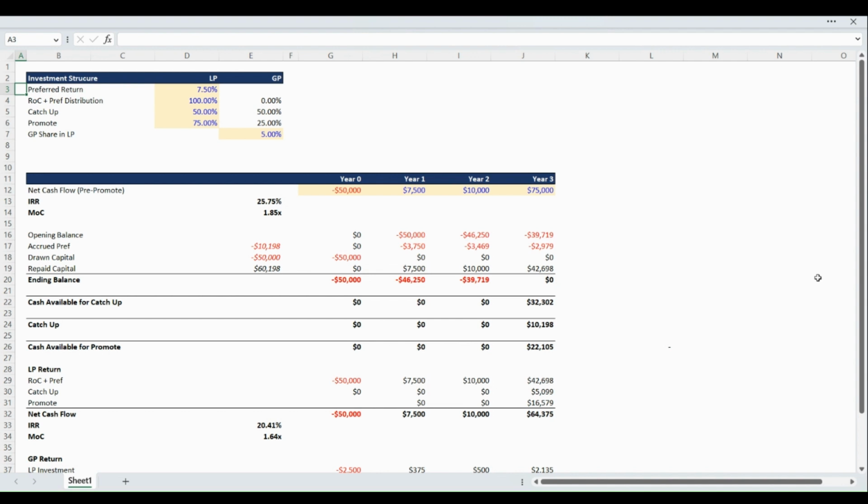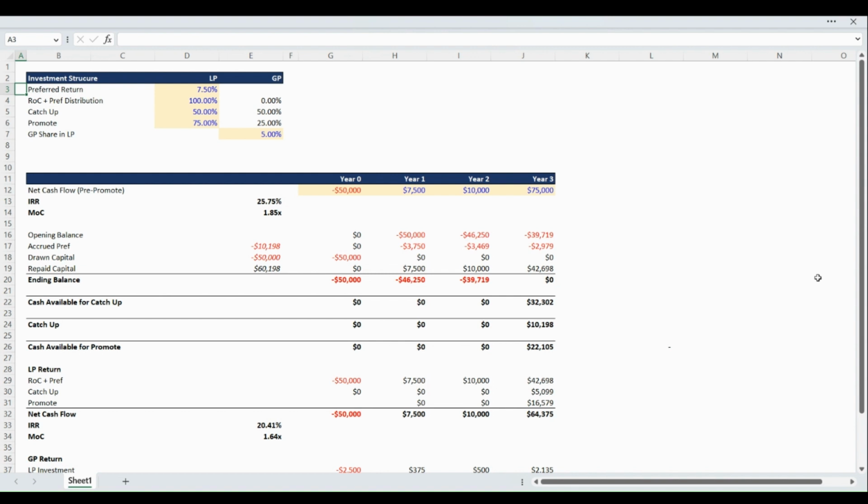The next input applies to the promote tier of the waterfall and determines the prorated distribution of the promote tier, which is equal to cash remaining after the return of capital, preferred return, and catch-up, between the limited partner and general partner shareholders. In this example, we are using a promote distribution of 75% to the limited partner and 25% to the general partner.